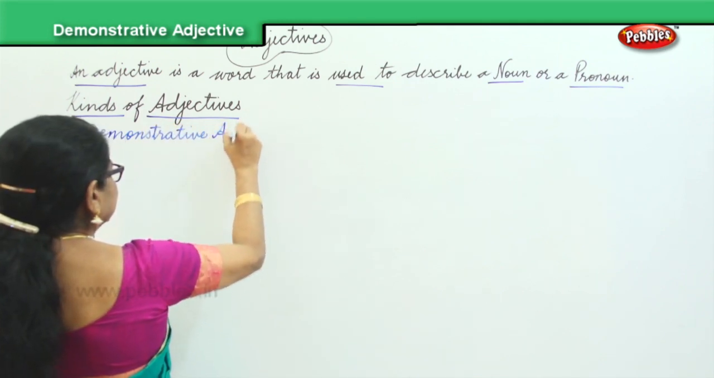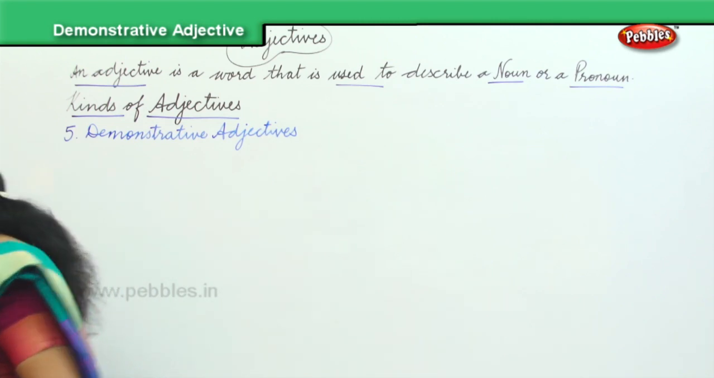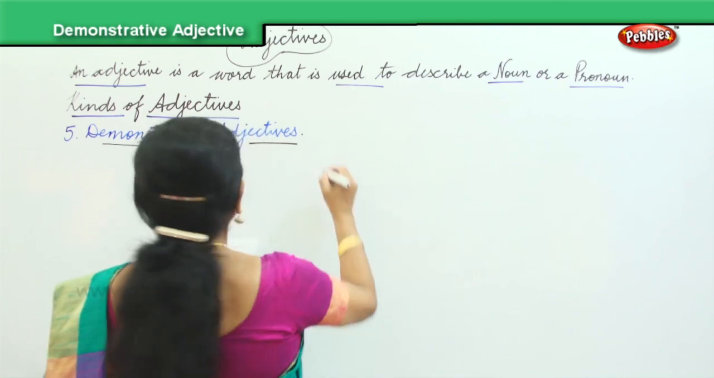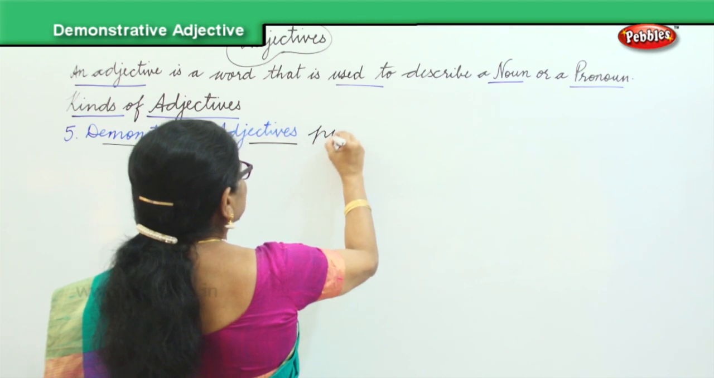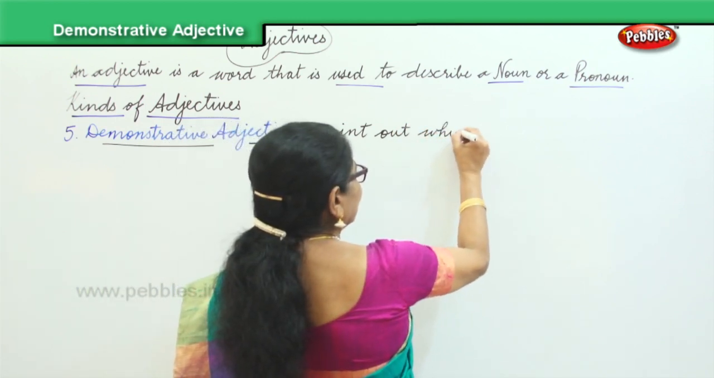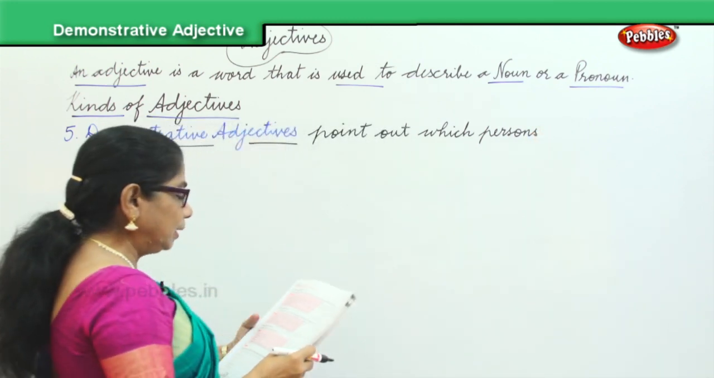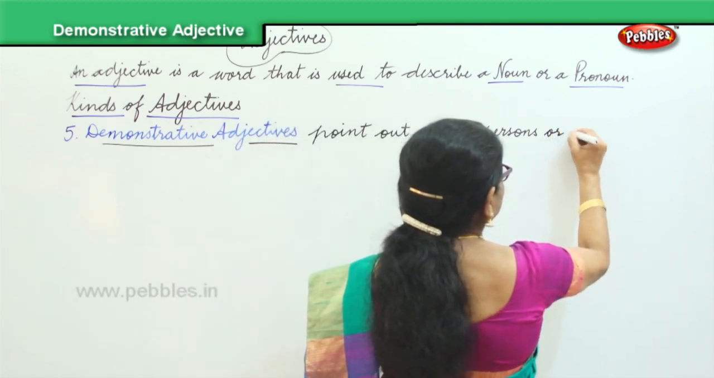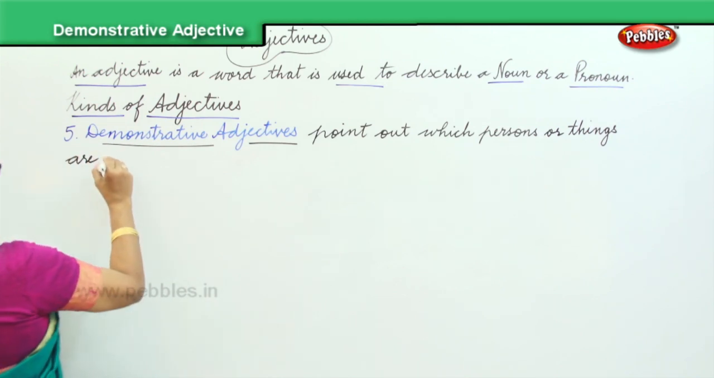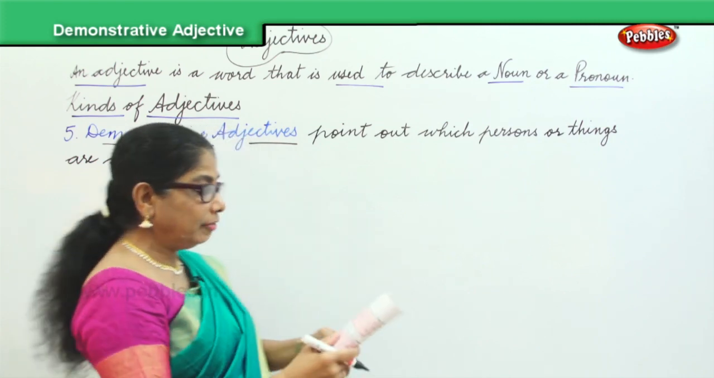Demonstrative adjectives point out which persons or things are meant. Demonstrative means pointing out.